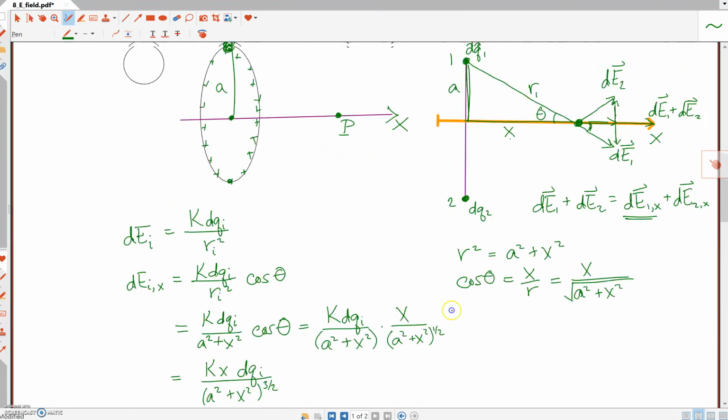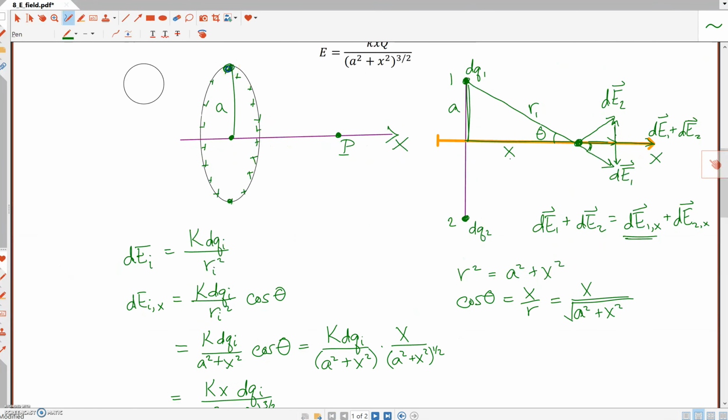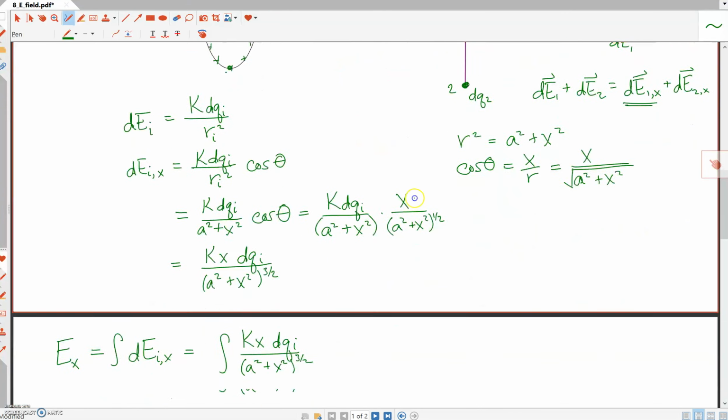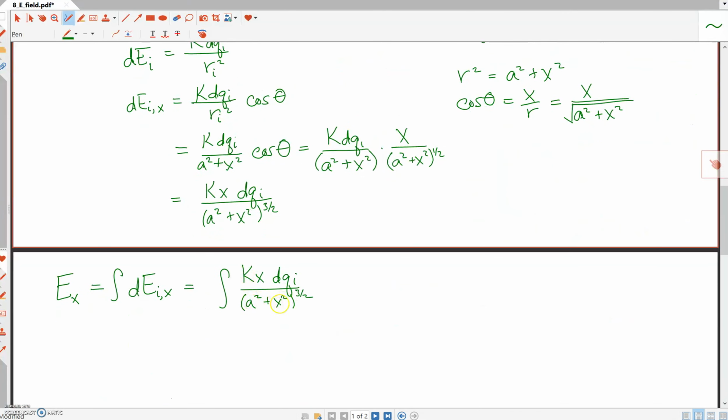Well, what does it mean that I'm integrating over a ring? I'm taking this little bitty piece of charge and then moving to the next, to the next, to the next, and so on, going around in this circle. Well, a is always a constant because that's just the radius of the ring. x is a constant, right? This distance from the center of the ring to the point P, that's a constant as well. So actually, I can take out the entire denominator, and k, of course, is a constant, and x is a constant again.